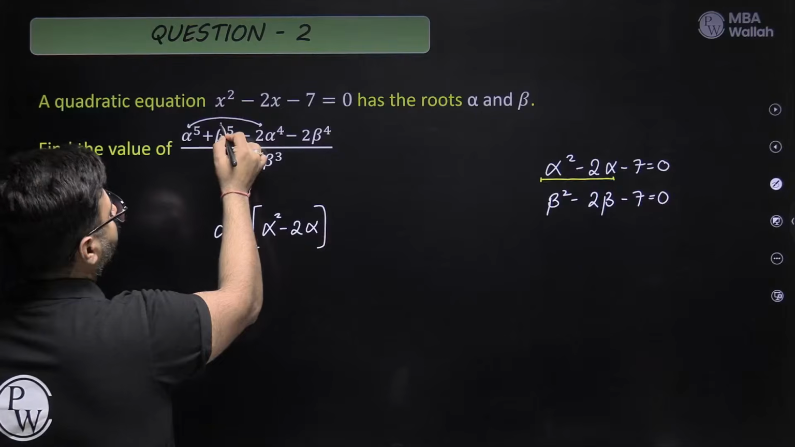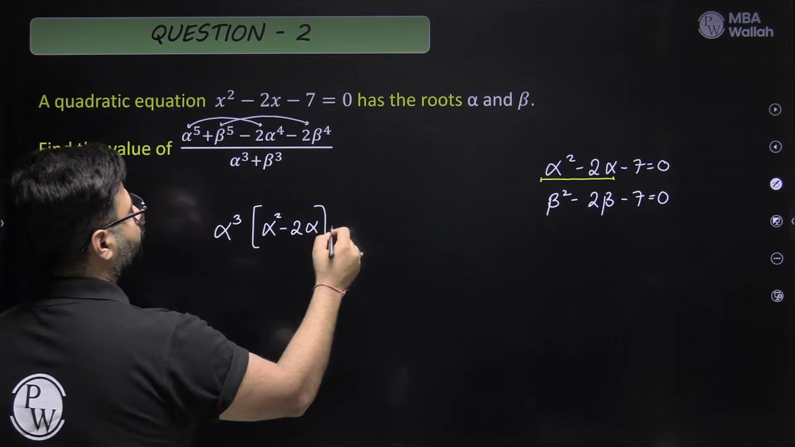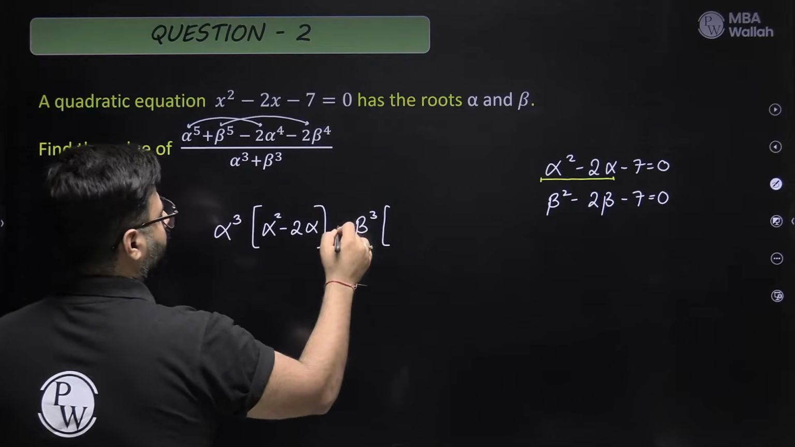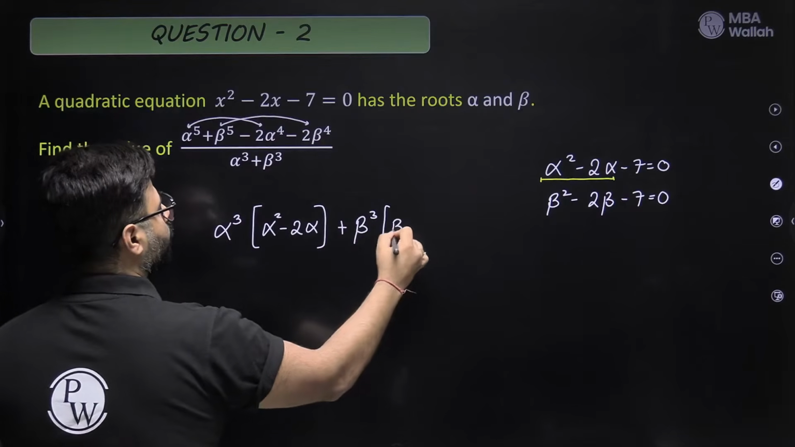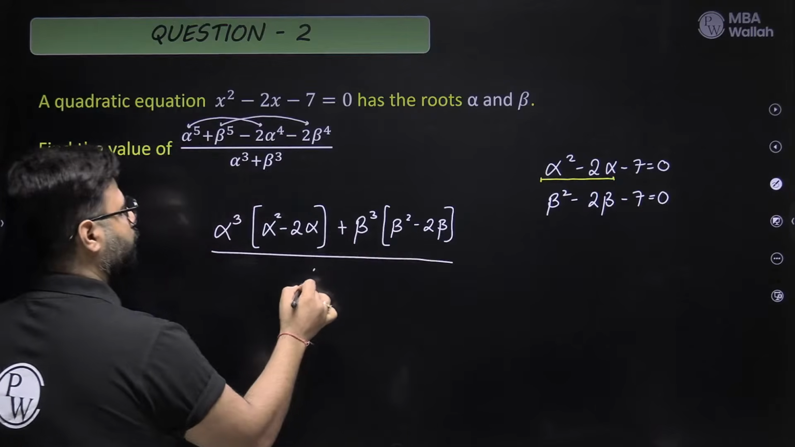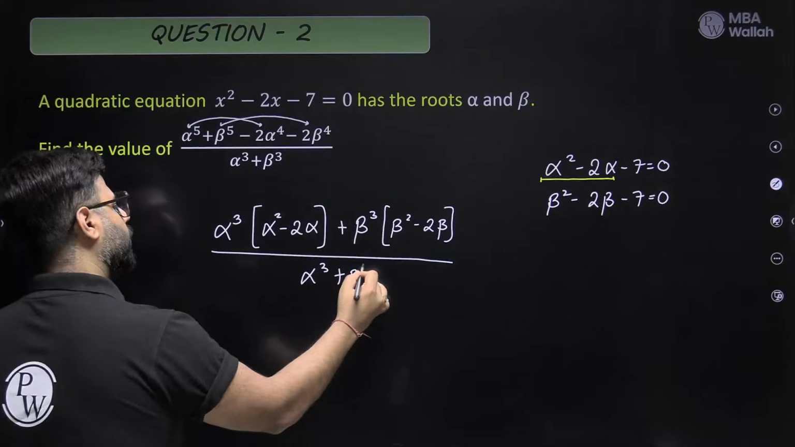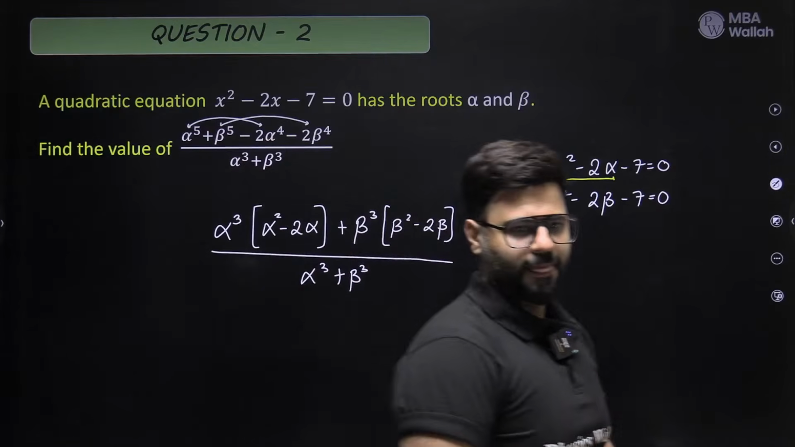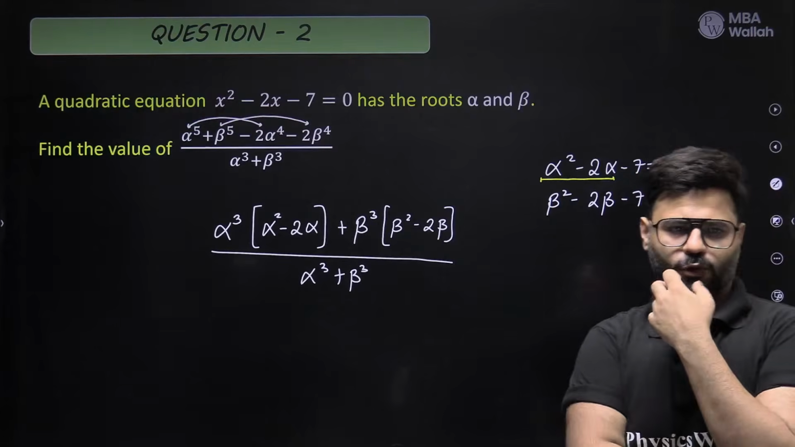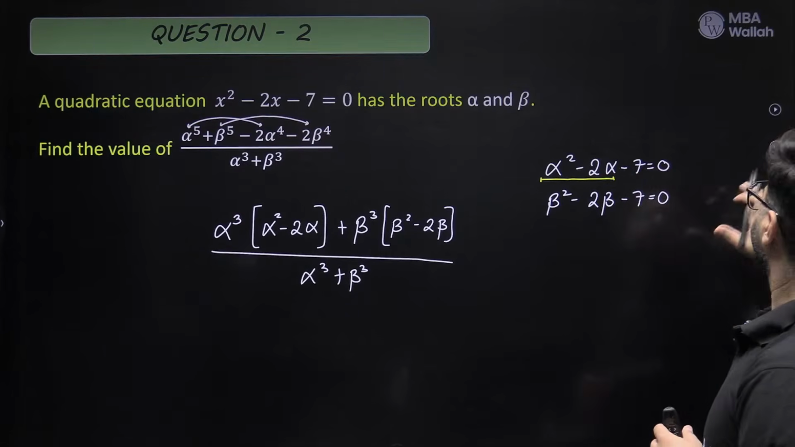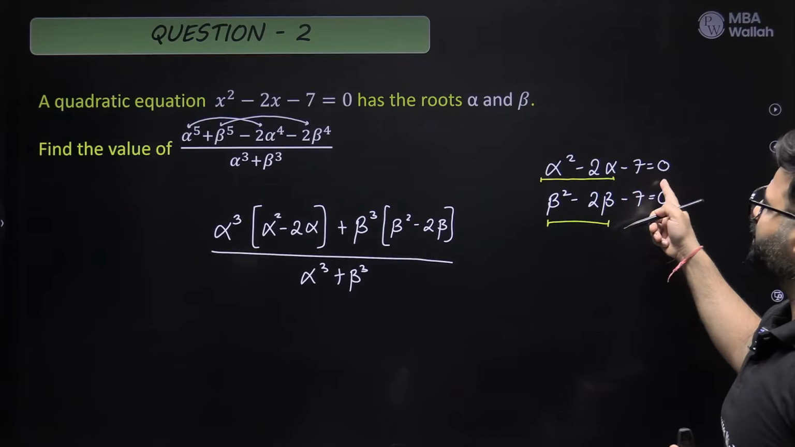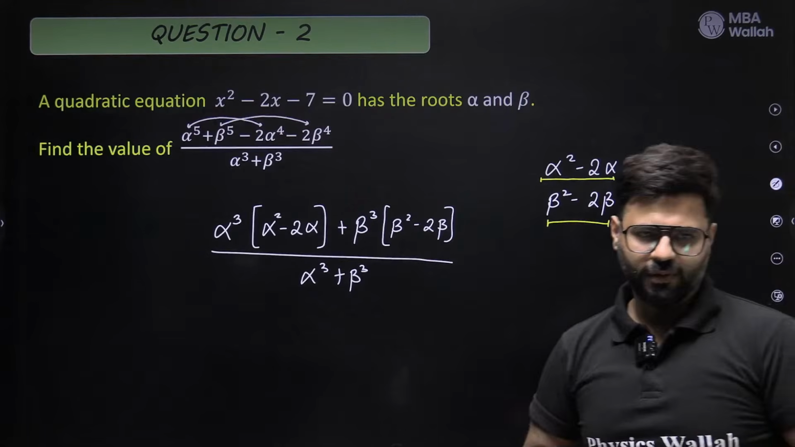If I play here with beta to the power 5 and minus 2 beta 4, again I'll take beta cube common. Then I'll have beta square minus 2 beta, and at the bottom I have alpha cube plus beta cube. Now you don't need me to solve. What will be the answer, guys? Beta square minus 2 beta is 7, alpha square minus 2 alpha is also 7. The answer comes out to be 7, isn't it?